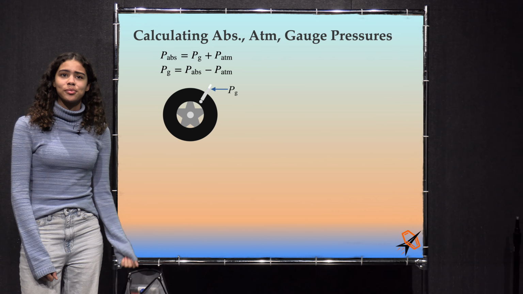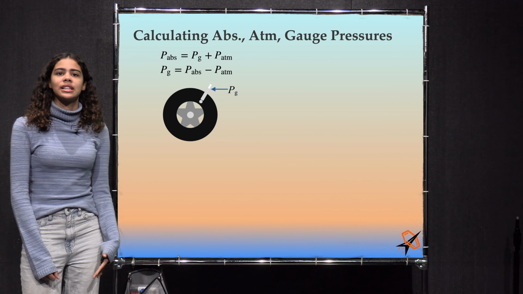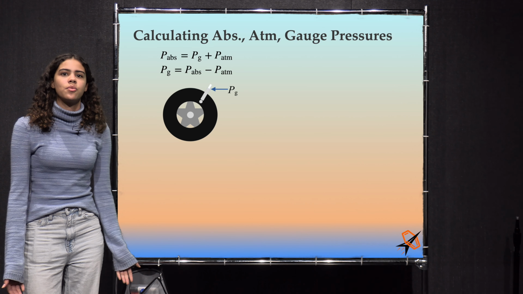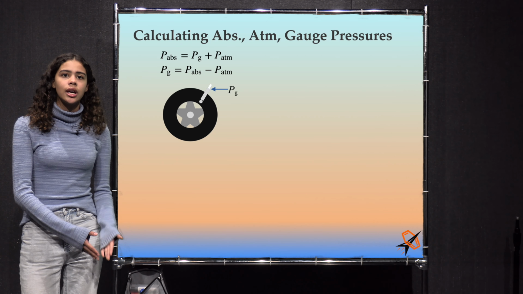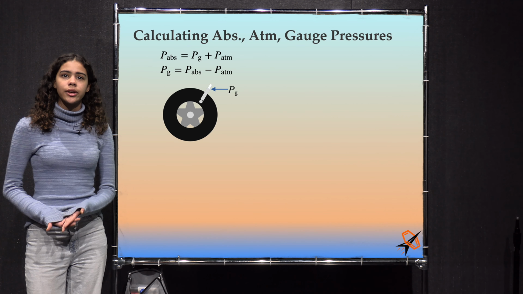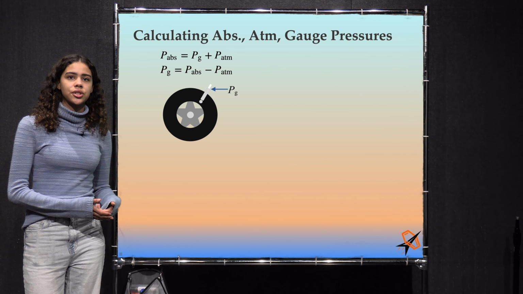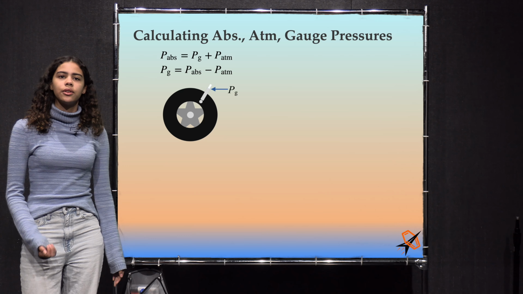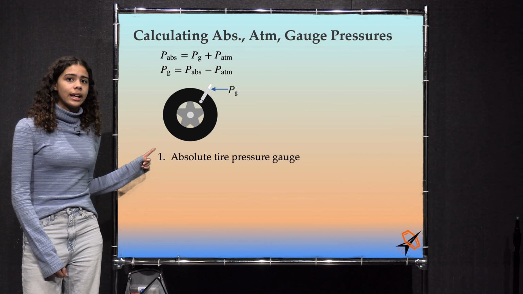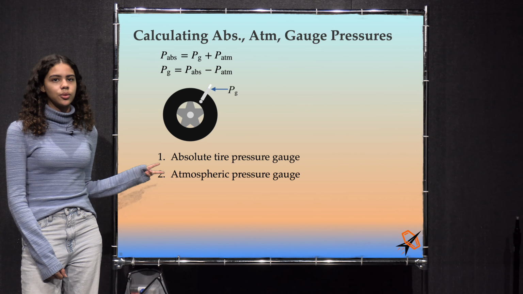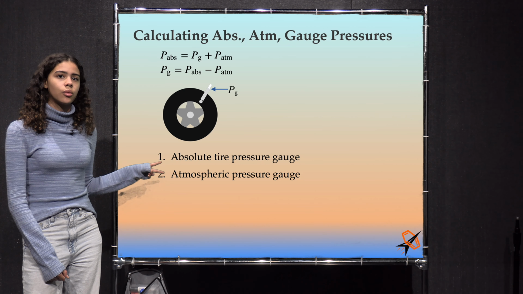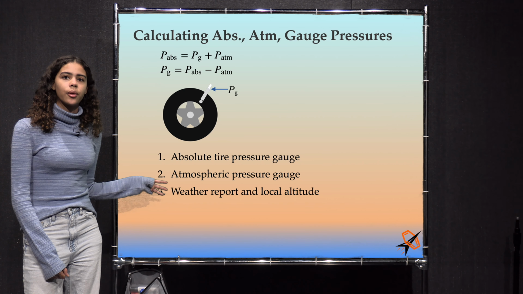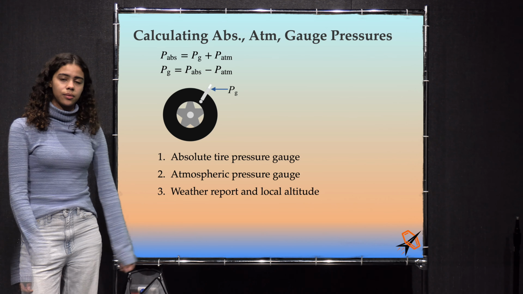If you need the absolute pressure in the tire, say for use in the ideal gas law, you can't just assume that the atmospheric pressure is 1 atmosphere, because the local atmospheric pressure varies with altitude and meteorological highs and lows. So to get the absolute pressure in the tire, you need one of three things. 1. An absolute tire pressure gauge. 2. An atmospheric pressure gauge. Or 3. A current weather report and your altitude above sea level.